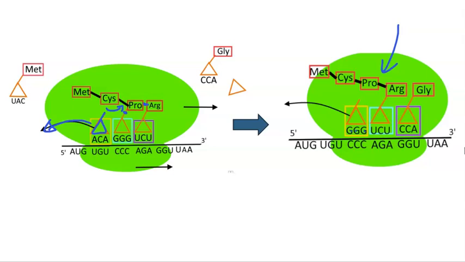And notice that the polypeptide chain is always attached to the P site. The E site ejects the tRNA, and the A site there brings in the next amino acid. But the polypeptide chain is always attached to the tRNA molecule on the P site.